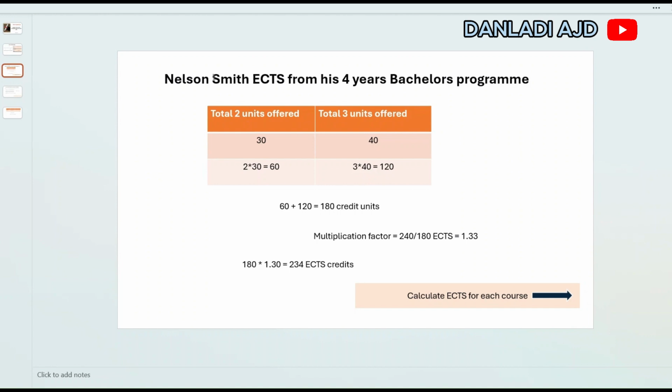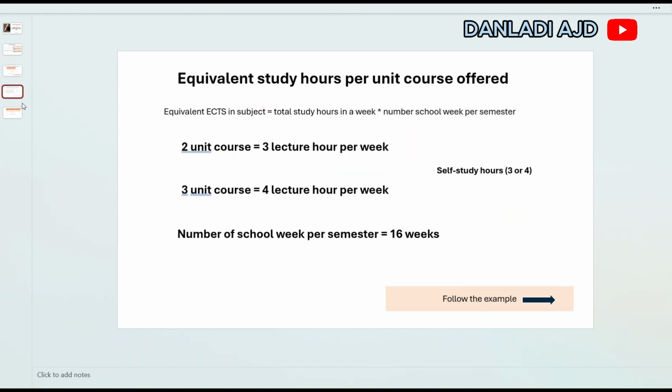So which means Mr. Nelson Smith got 234, or he took 234 European credit system credits in his bachelor's program in his home university. Now, for calculating the ECTS for each course, how do you go about that? Just follow this next example that we have here. Now, Mr. Nelson Smith wants to calculate for each individual course.